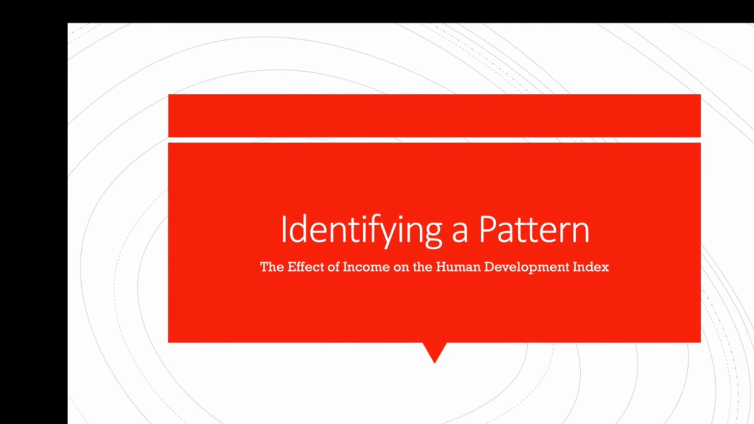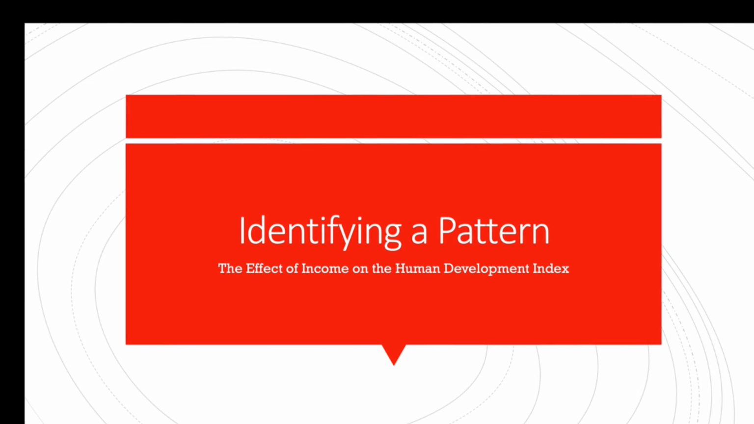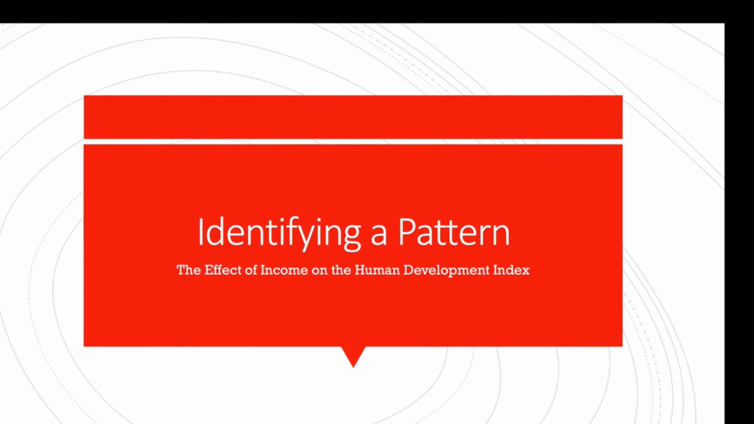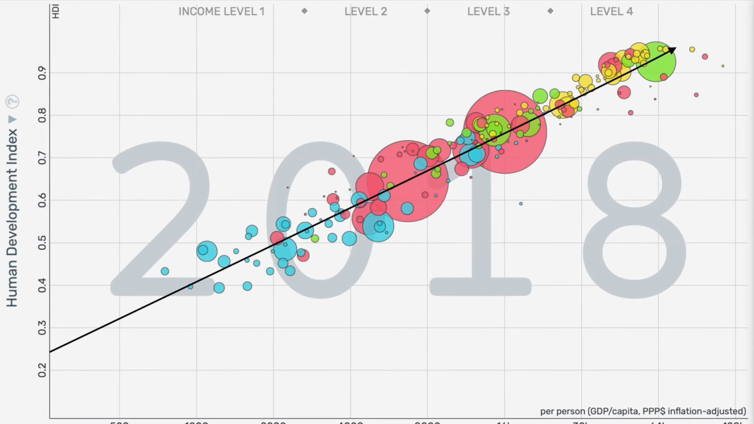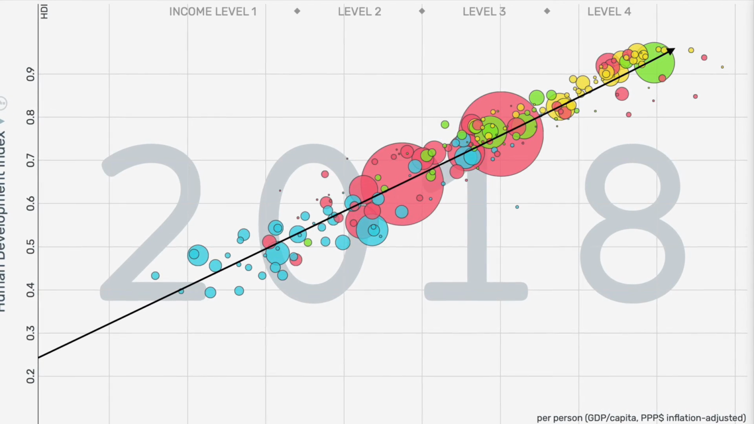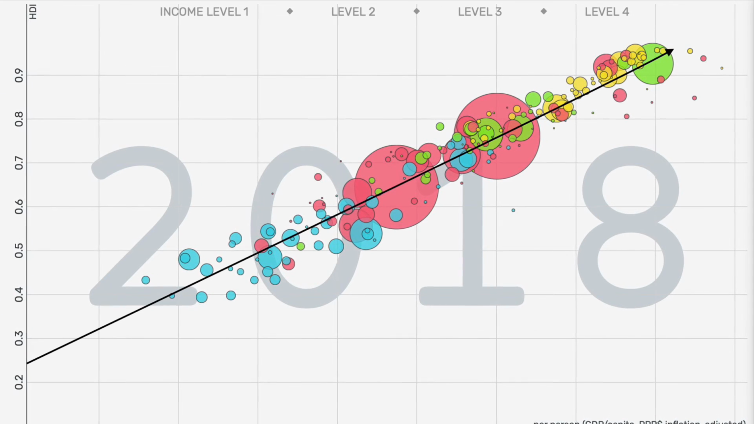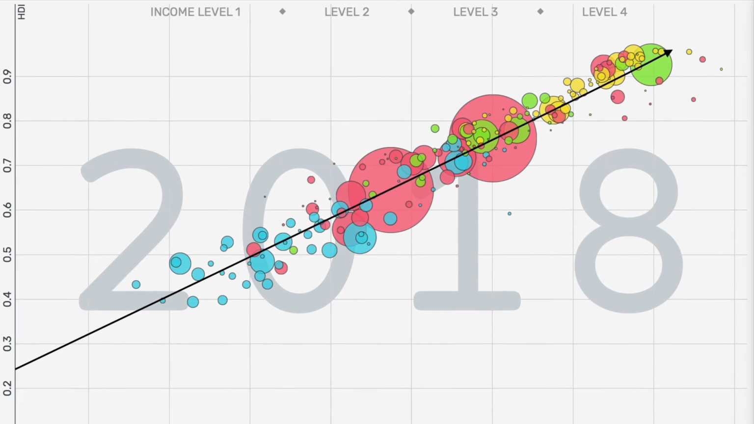As the Human Development Index grows, the income per person grows as our hypothesis suggested. Population size of a country doesn't seem to have an effect on the HDI of a country and/or have an effect on the income. Countries located within income level 1 typically have a HDI lower than 0.6, whereas countries within income level 4 typically have an HDI above 0.8.